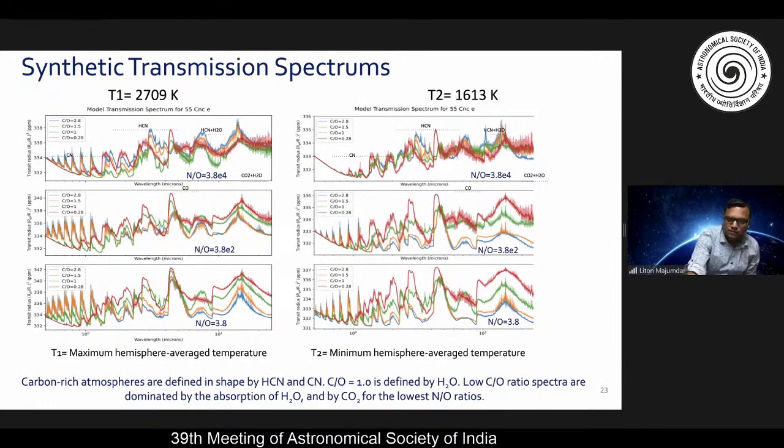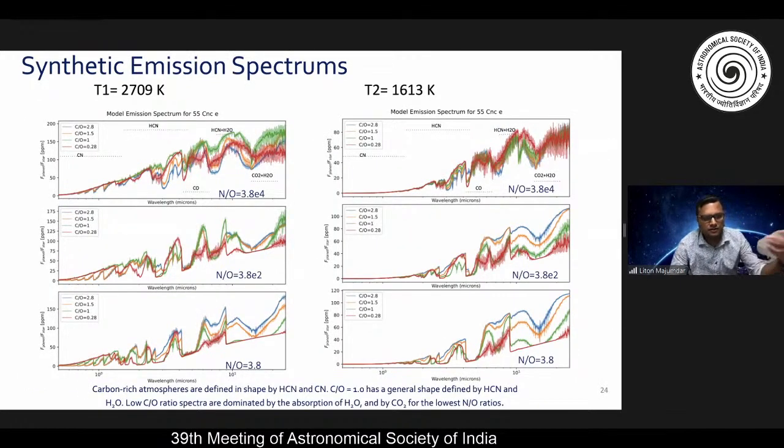And if we have low carbon to oxygen, if we assume the planet formed further away, then we can see most of the water through absorption. Same thing, if we study the emission, then we can also see in the emission spectrum for this particular exoplanet, for carbon rich, it is mostly dominated by HCN and CH4.